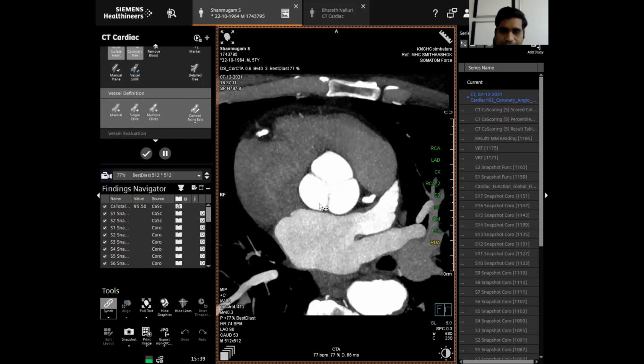Now we have to name the cusp. So the cusp which is towards interatrial septum. This is left atrium, this is right atrium. This is interatrial septum. So the cusp which is directed towards interatrial septum is non-coronary cusp. The cusp which is anteriorly located is right coronary cusp. The cusp which is posteriorly located is left coronary cusp.